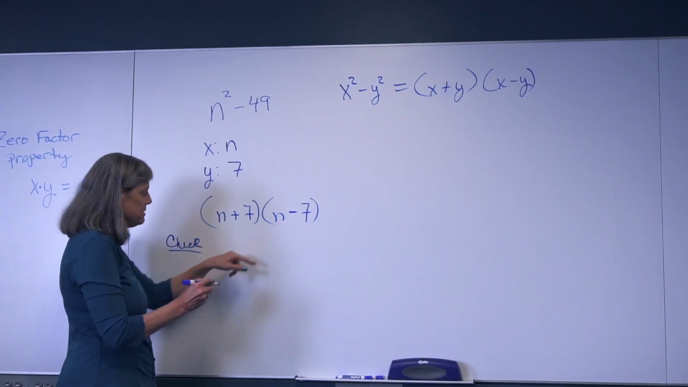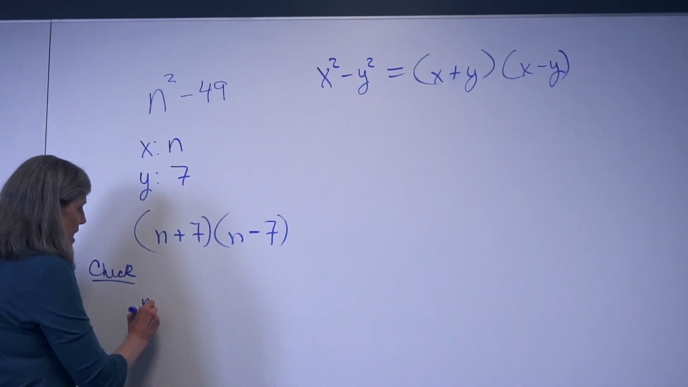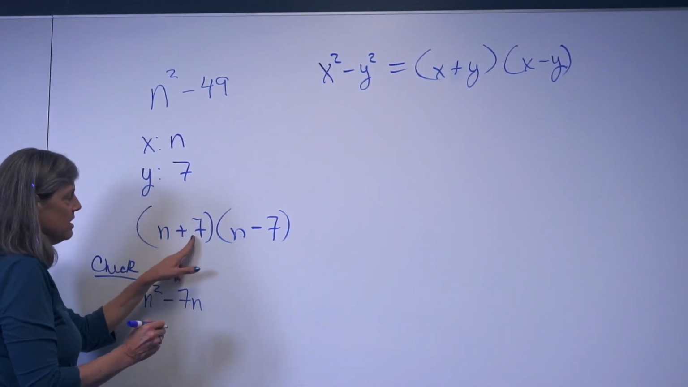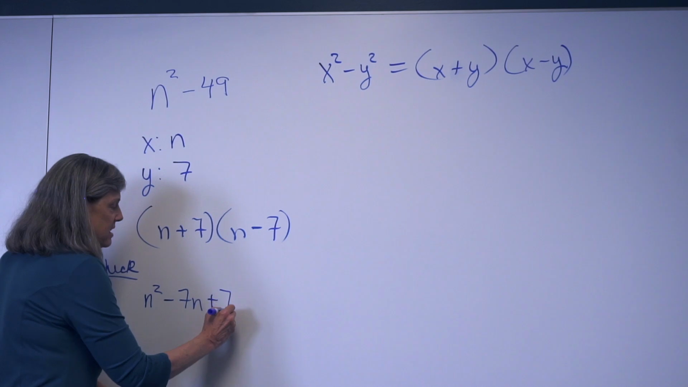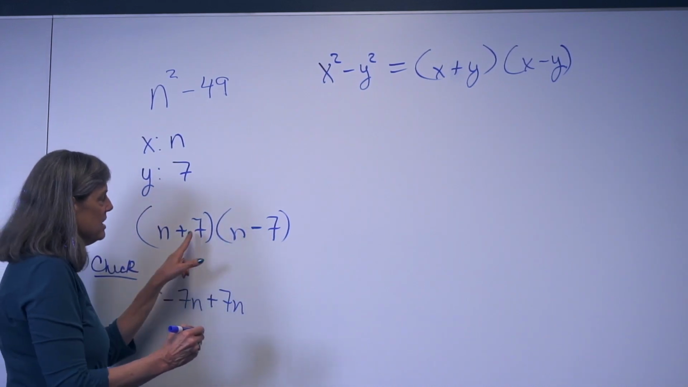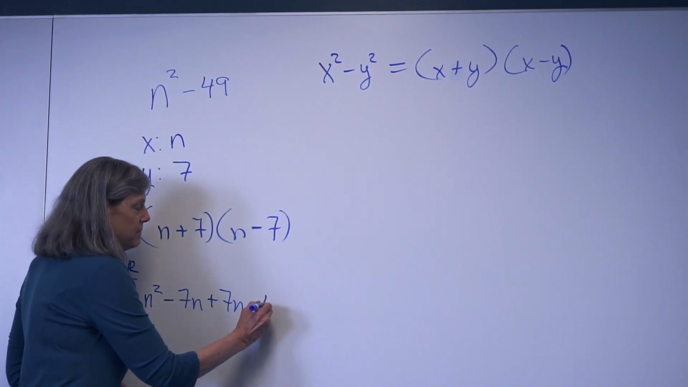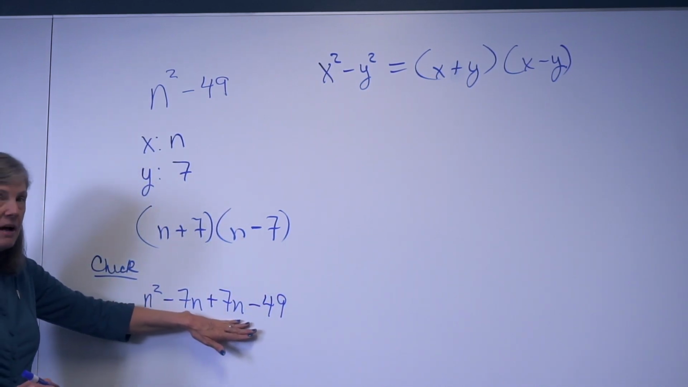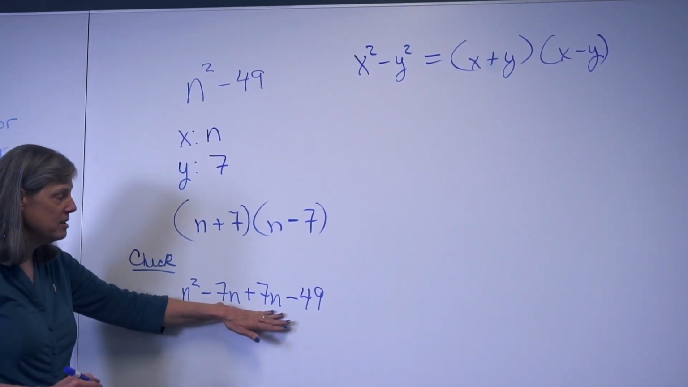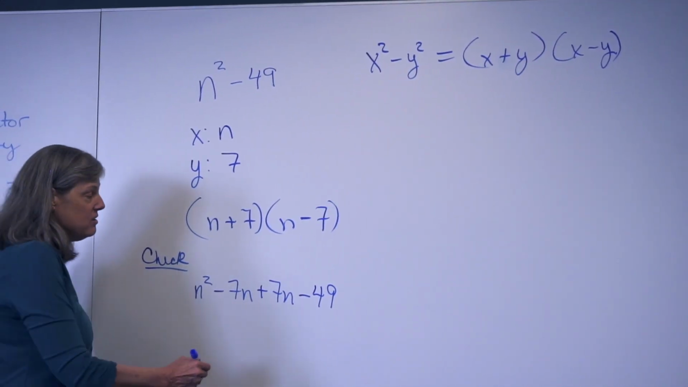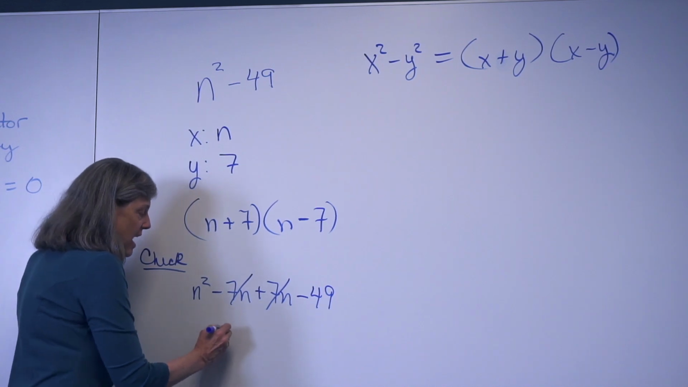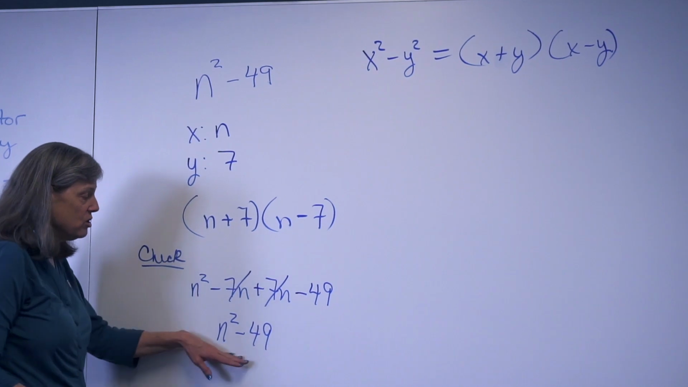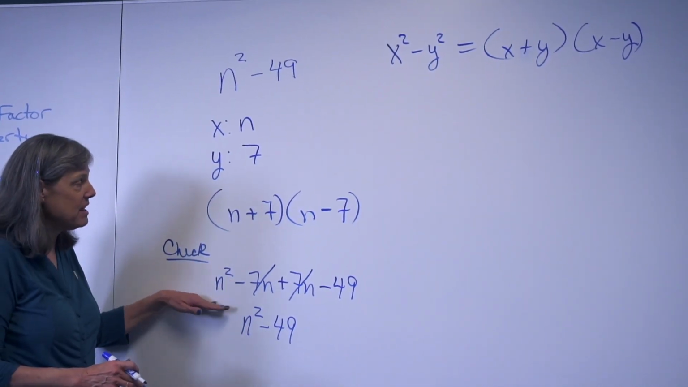Foiling, n times n, n squared. N times negative 7, negative 7n. 7 times n, positive 7n. Positive 7 times negative 7, negative 49. What do you notice about the two middle terms? They have opposite signs, so they cancel each other out, and we are left with n squared minus 49. This happens every single time.